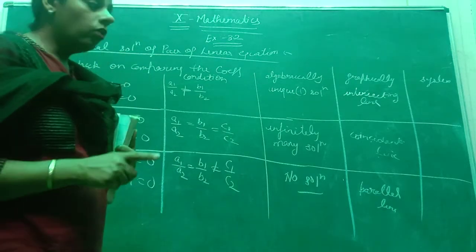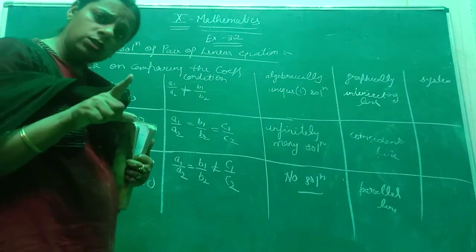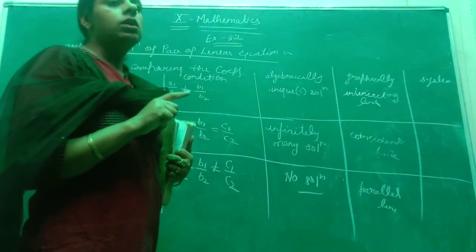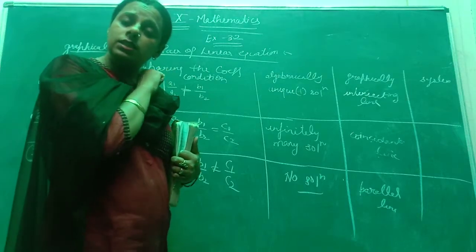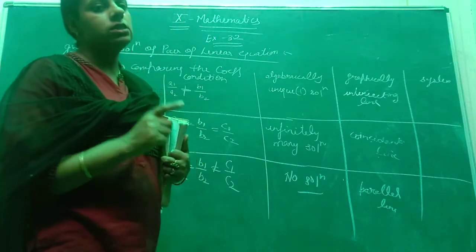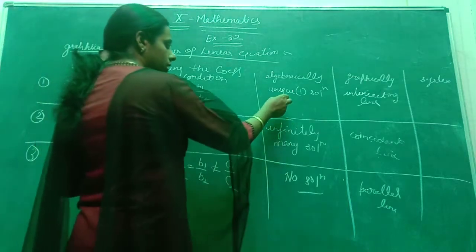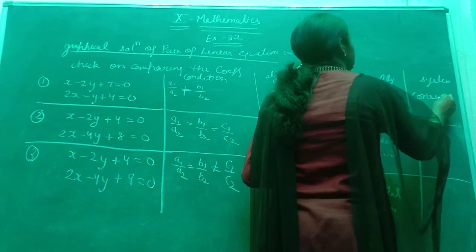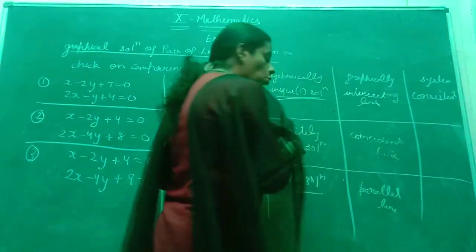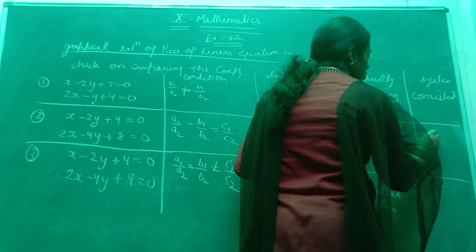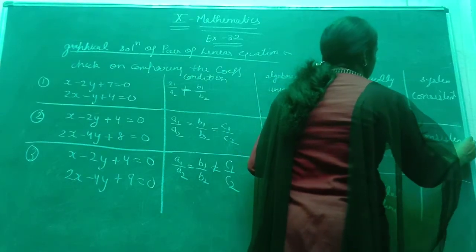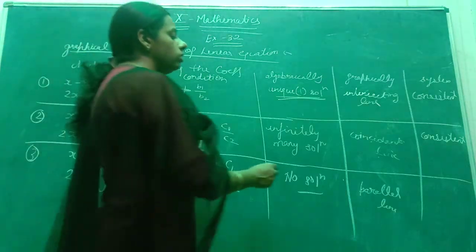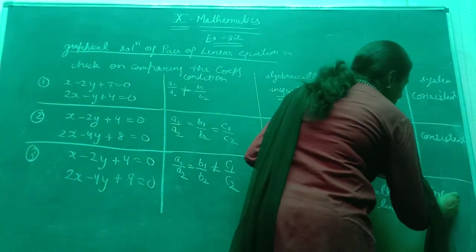If a pair of linear equation have at least one solution, then we can say the system is consistent. If the pair doesn't have at least not even a single solution, then we can say the system is inconsistent. Here you can easily check there is at least one solution is possible, so the system is consistent. And this is the more than one solution, so the system is also consistent. But the last condition where there is no solution, not even a single solution, then we can say that the system is inconsistent.